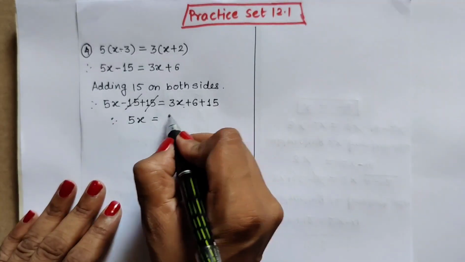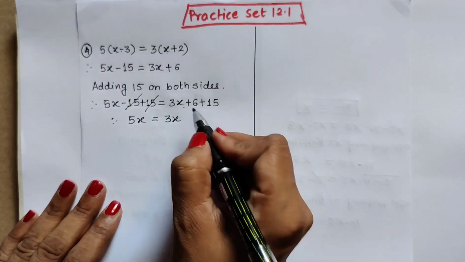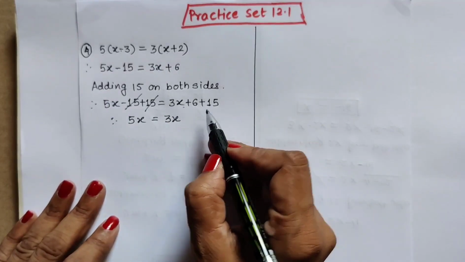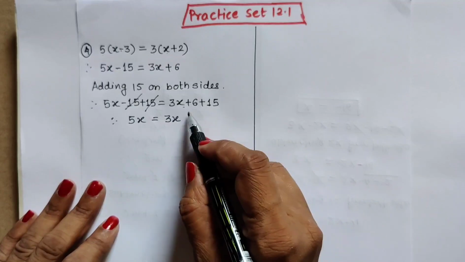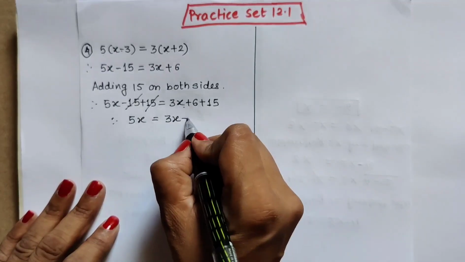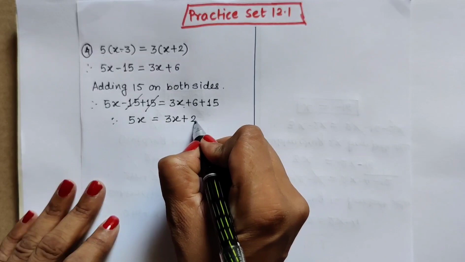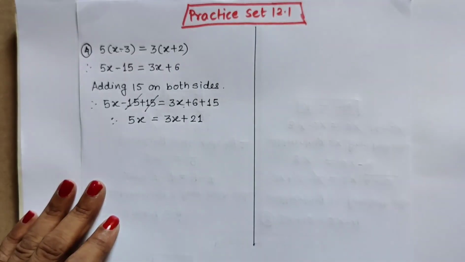This 3x we write as it is because this is totally different term than these two constant numbers. These are the two constant numbers, 6 and 15. We can add them. Plus 6 plus 15, and 6 plus 15 is 21.